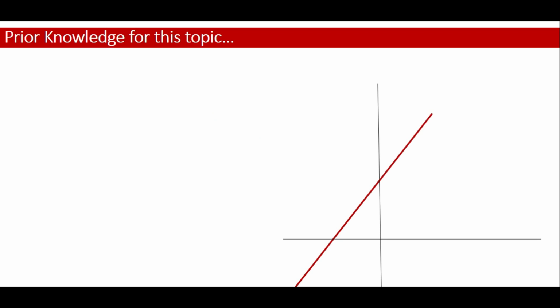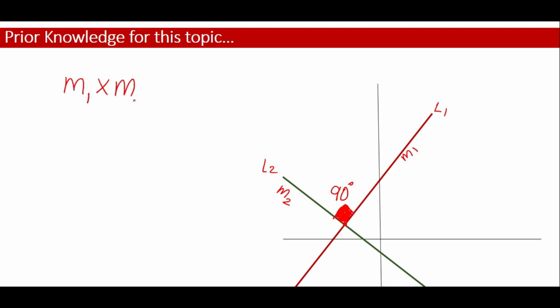Let's talk about perpendicular lines. Again, let me label them as L1 and L2. This is the point of intersection for both these lines, and you can see they are making a 90 degree angle. That means the lines are perpendicular to each other. If m1 is the gradient of line L1 and m2 is the gradient of line L2, then the condition is that m1 multiplied by m2 should give you -1.